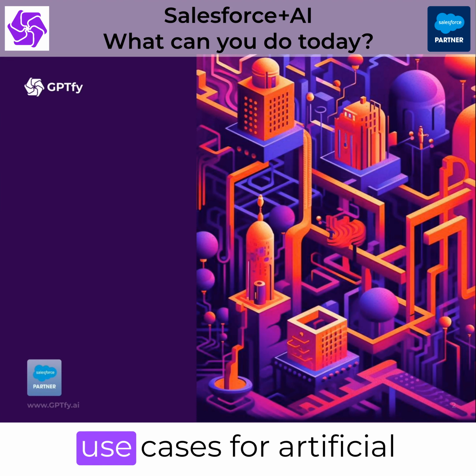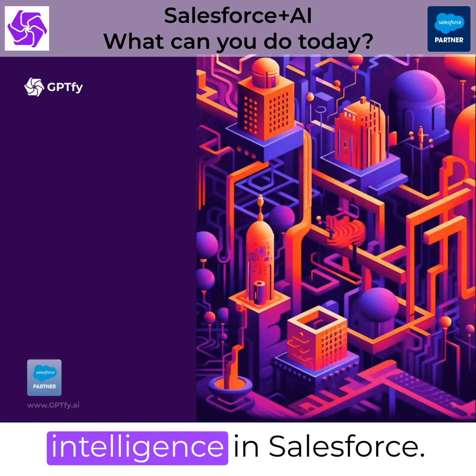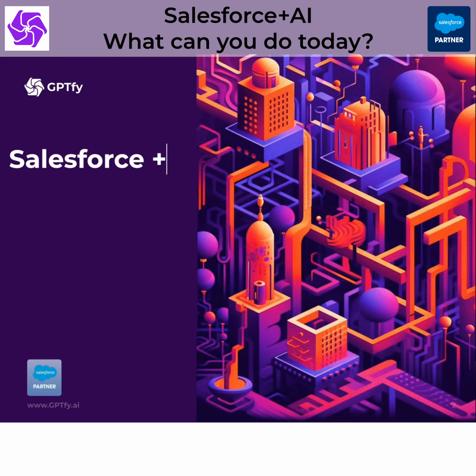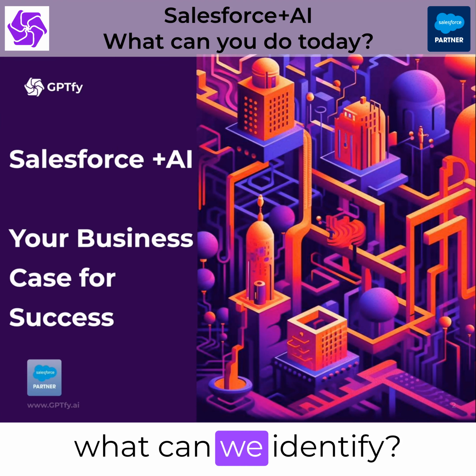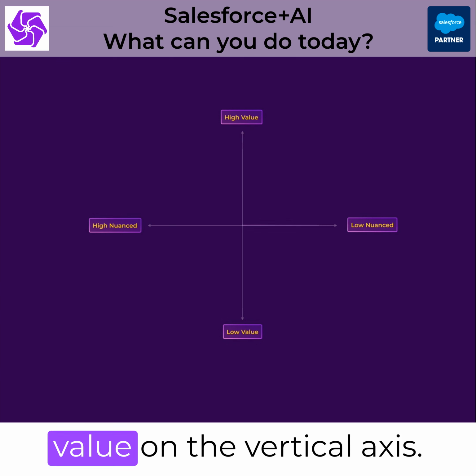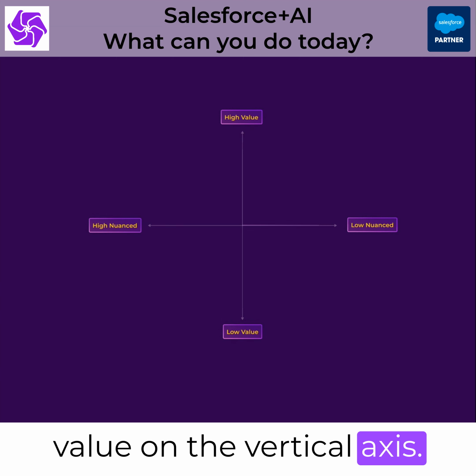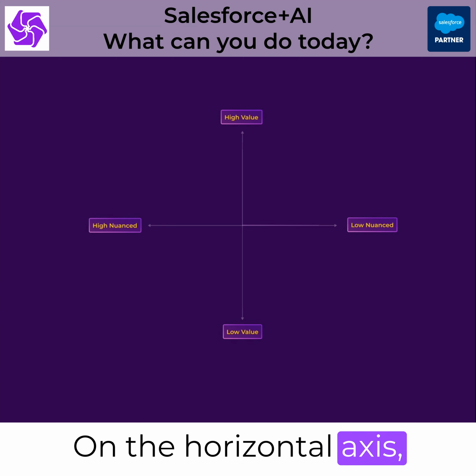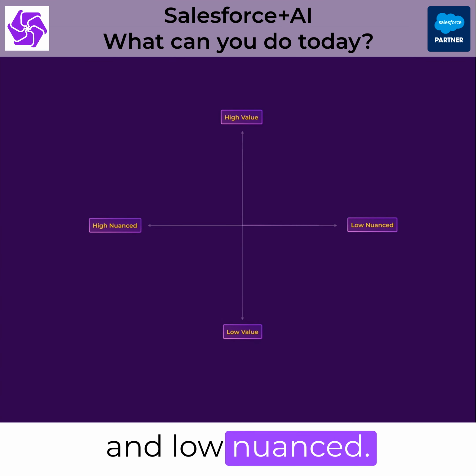What are optimal use cases for artificial intelligence in Salesforce? So let's talk about what we can identify. Here is a graph that shows high business value and low value on the vertical axis. On the horizontal axis, you have high nuance and low nuance.